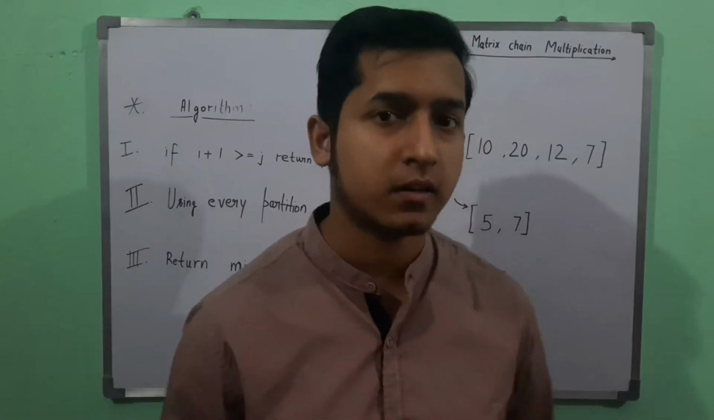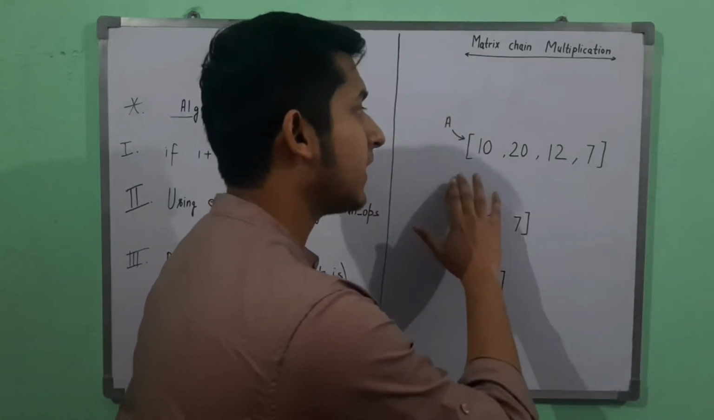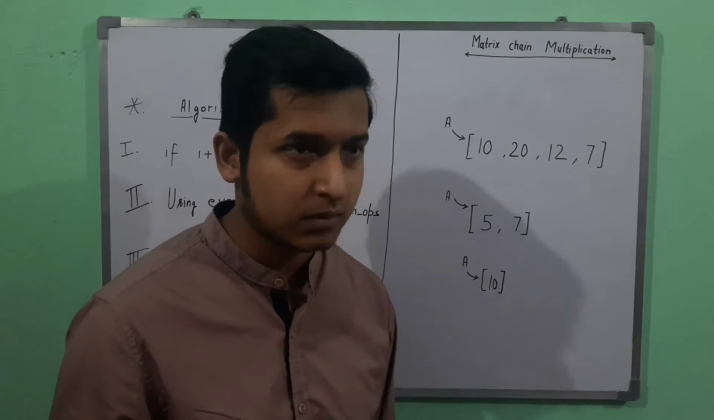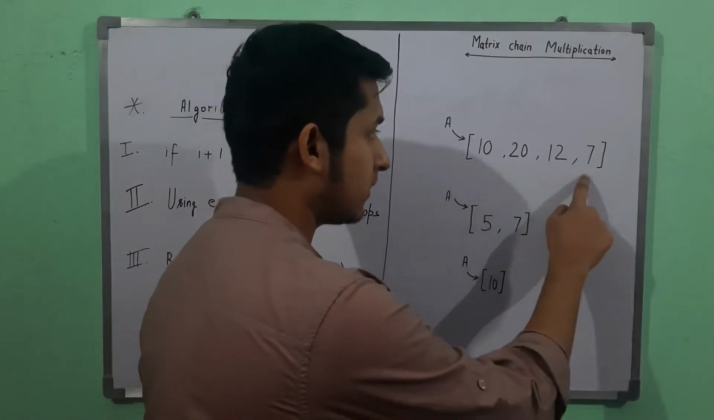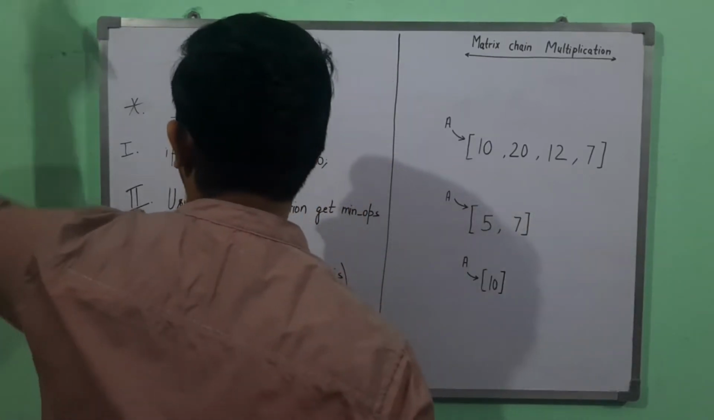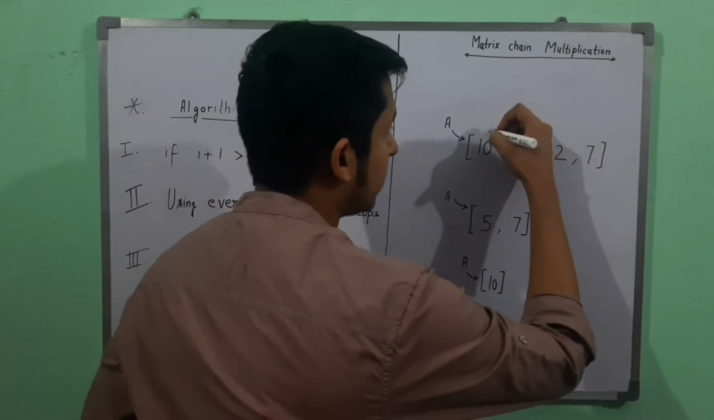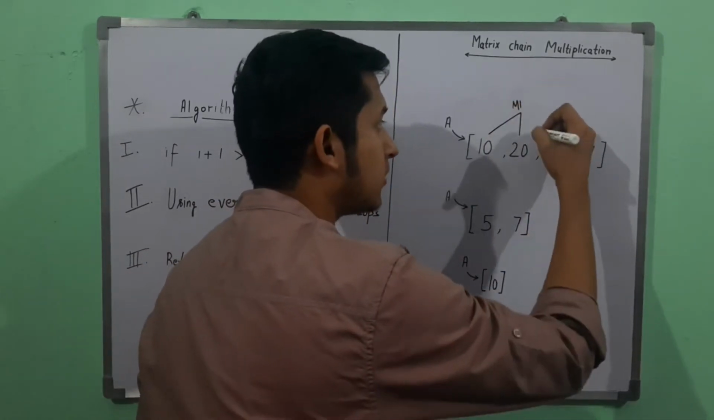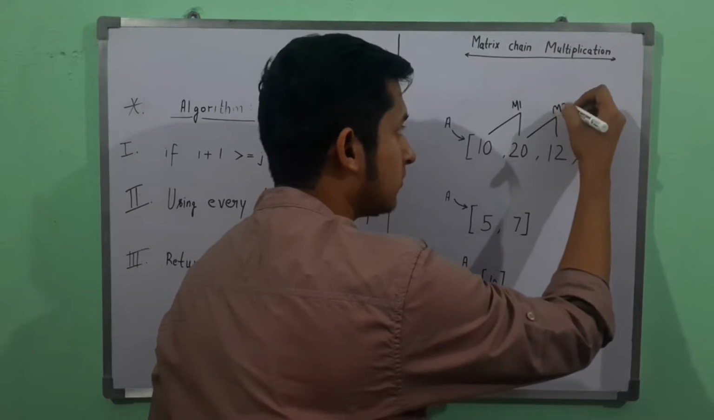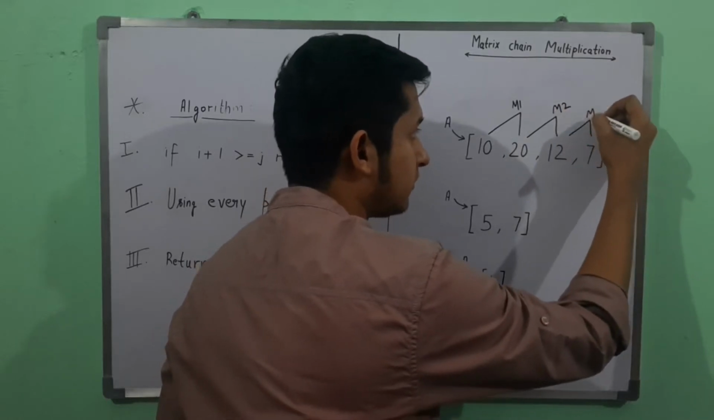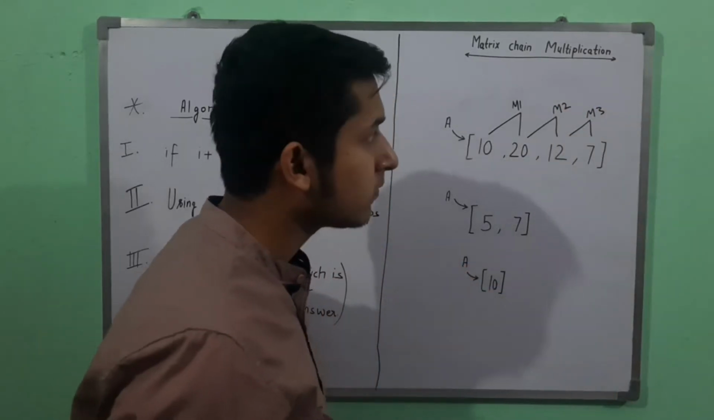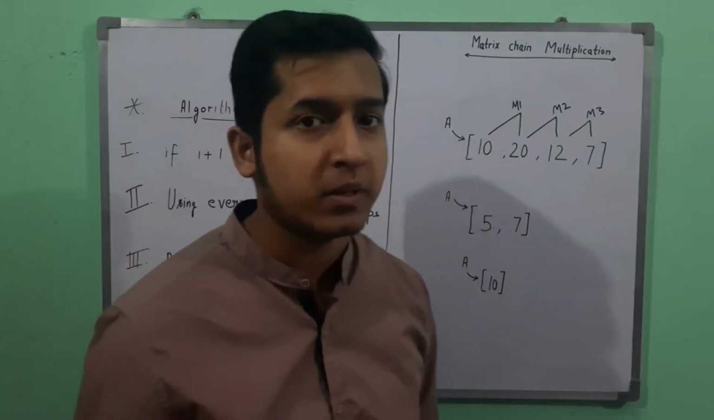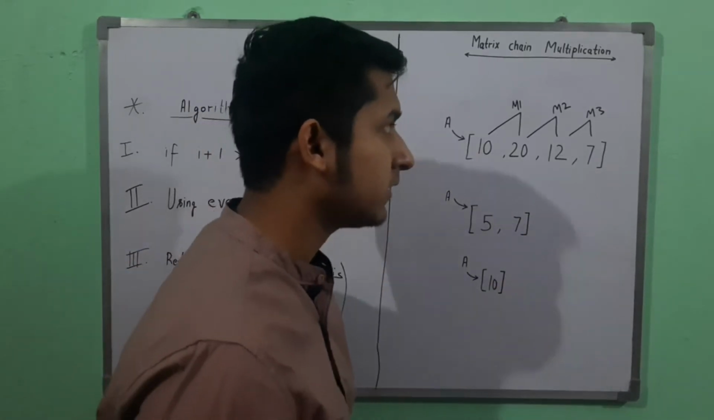So let's get started. We are given an integer array which shows dimensions of n minus 1 matrices, where n is the size of this array. So these two values are showing dimensions of matrix 1. These two are showing dimensions of matrix 2 and so on. Now, because these values are dimensions of matrix, they can't be negative for obvious reasons.